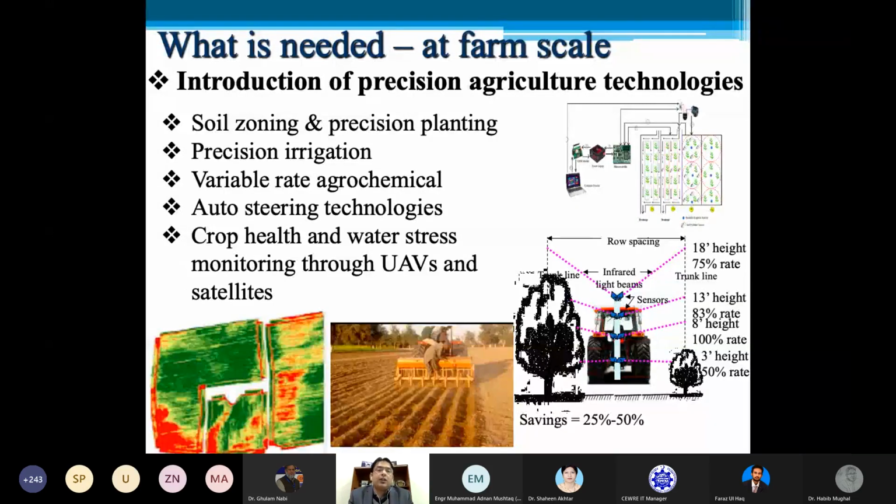And if we talk about the farm scale, then we have to move towards precision agriculture technologies. We are still talking about those things. We don't have this type of technologies available for the farmers. So if we really want to improve our land productivity as well as water productivity, we have to think about soil zoning and precision planting, then precision irrigation, of course, how much irrigation is required at what area. We have to think for each acre of land as well, rather than for the whole acre.